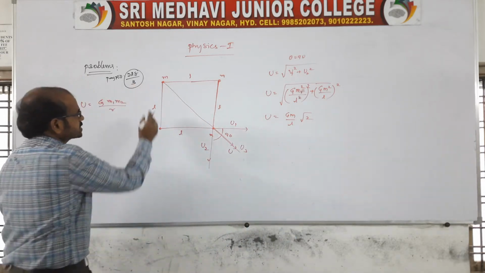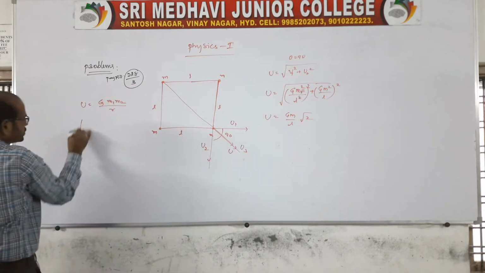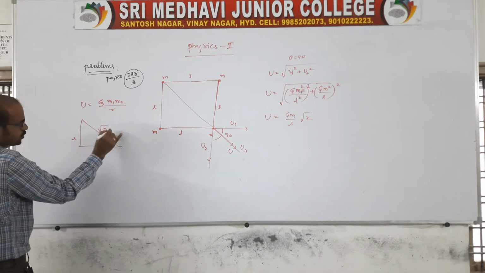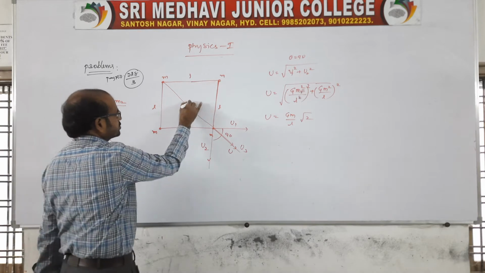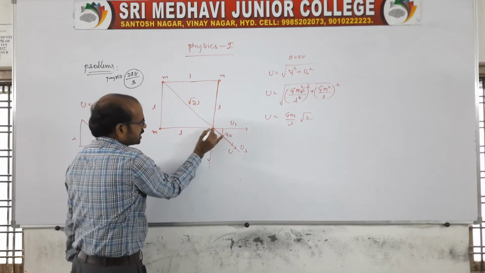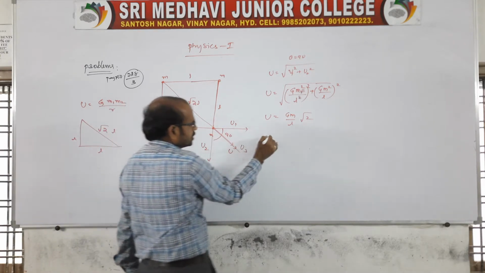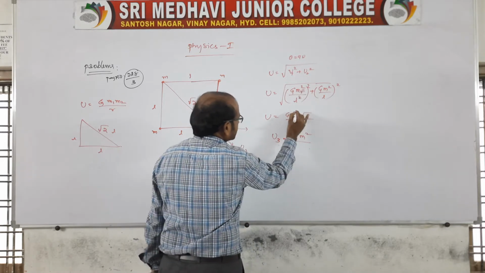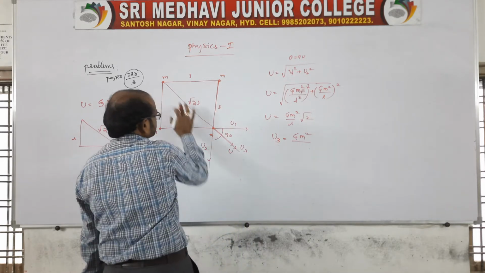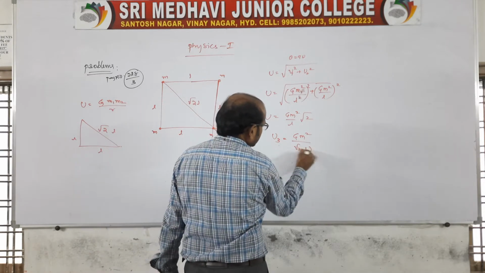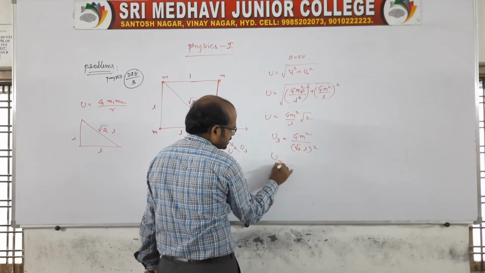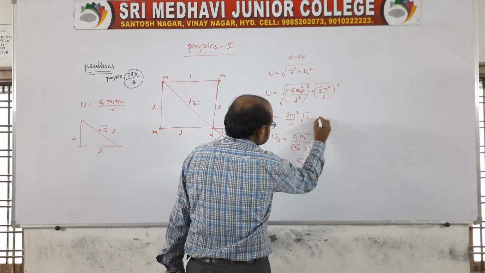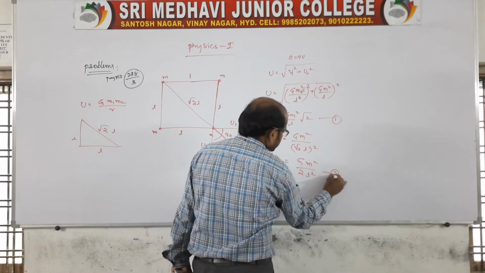And what about this? This distance we need to get. So again take a triangle with sides L, L, so that it becomes root 2 L. So this distance becomes root 2 L. Now at the corner, this is U3. U3 is equal to G M squared by root 2 L, the whole square. So U3 is equal to G M squared by 2 L squared. This is equation 1 and this is equation 2.